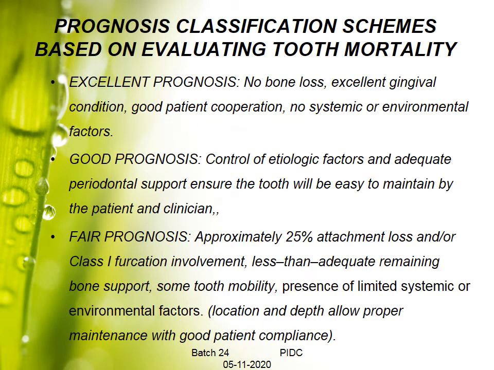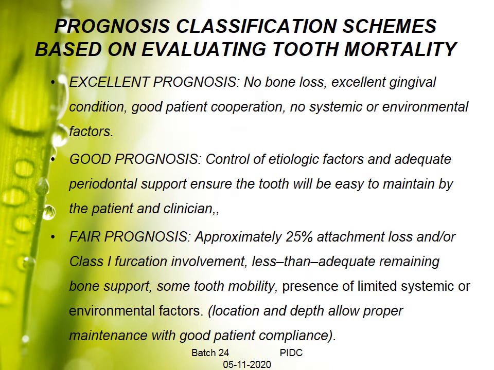So, coming on to the classification schemes of prognosis based on evaluating tooth mortality. A condition in a patient is said to have an excellent prognosis if the particular tooth or the dentition as such has no bone loss. It has an excellent gingival condition, the patient is a good cooperative patient, and the patient has no systemic or environmental factors. In that case, if there is any disease or condition in that patient, we term it to be an excellent prognosis.